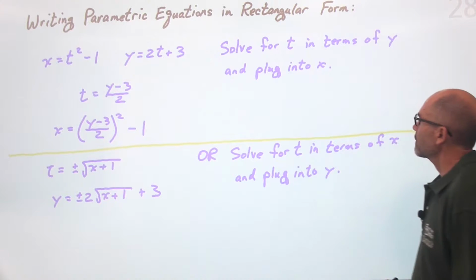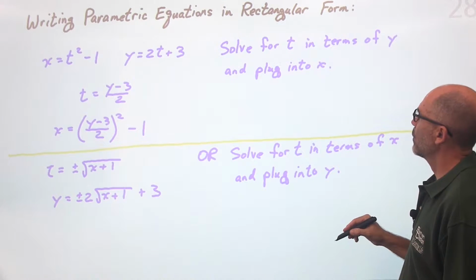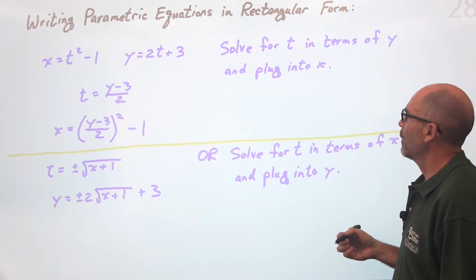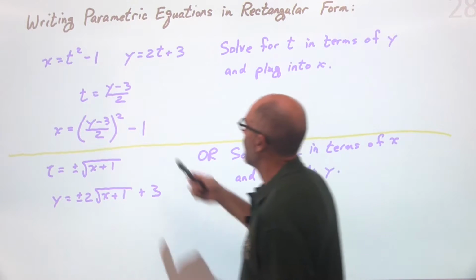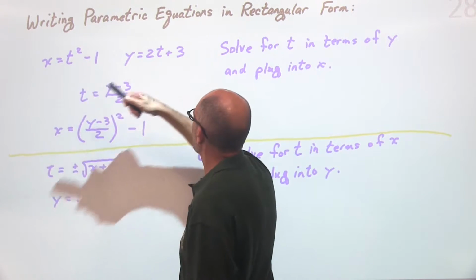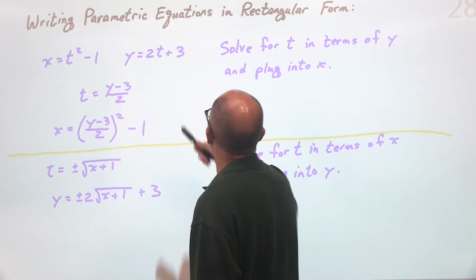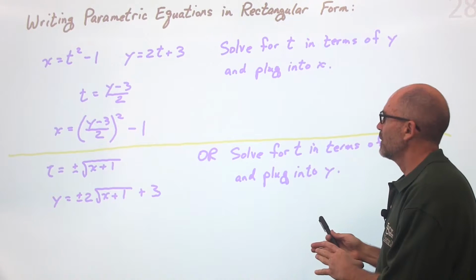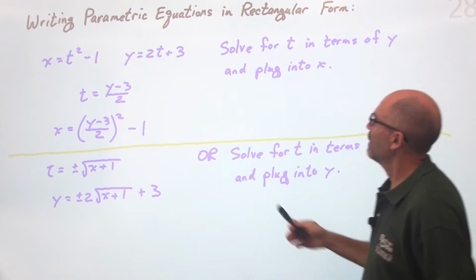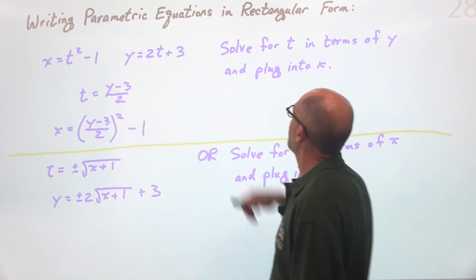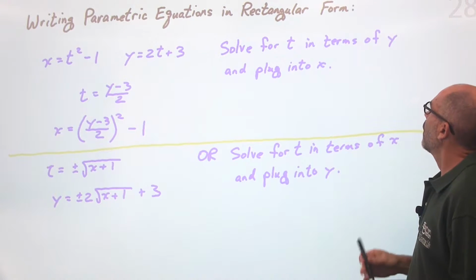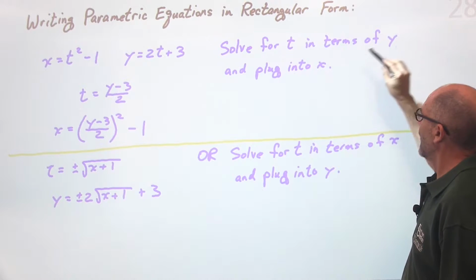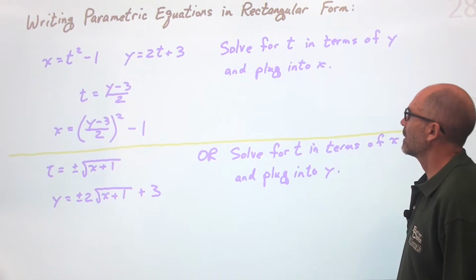All right, now, writing parametric equations in rectangular form. Okay, so we have parametric equations, x equals t squared minus 1 and y equals 2t plus 3. What we're trying to do is get y as a function of x instead of x and y as functions of t. So how do we do that? Well, what we do is we solve for t in terms of y and then plug that in to x.